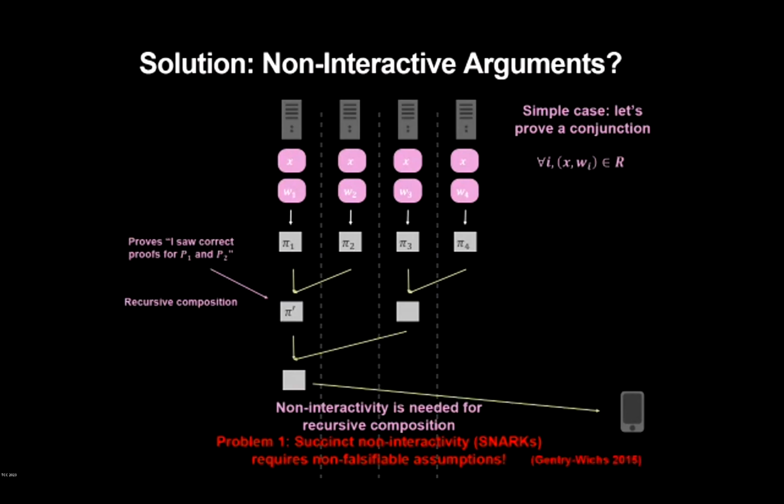I should say that this impossibility result, this lower bound that says you need non-falsifiable assumptions for SNARKs, was proved by Gentry and Wichs in 2015. So this is the first problem. The second problem is what I was saying before. This is a proof system or an argument system for a very simple type of language. And the question is, what can we do that's more general than this?